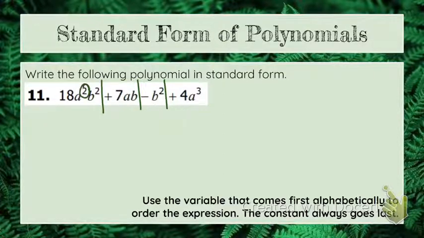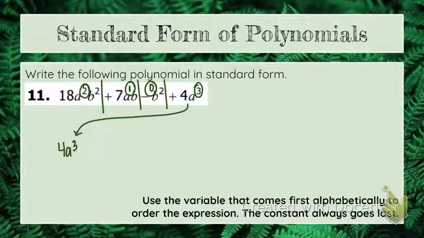So this is a squared. This is a to the first. There's no a here, so that would be like saying a to the 0, because anything to the 0 power equals 1. So if we had a to the 0 power, it would just be 1 and that would be it. And then this one is a to the third. So we want to put these in descending order. So biggest goes first. So that's a positive 4a cubed.